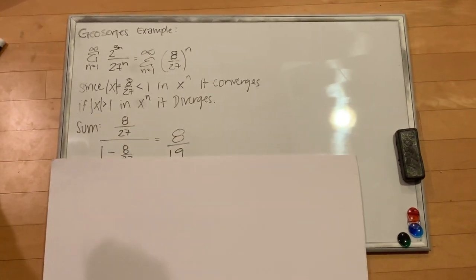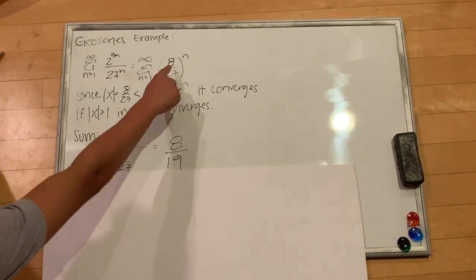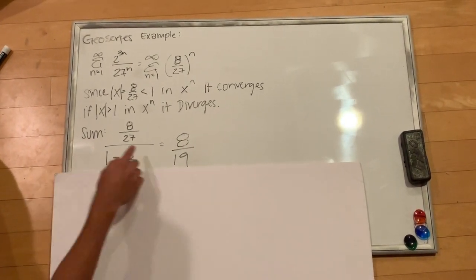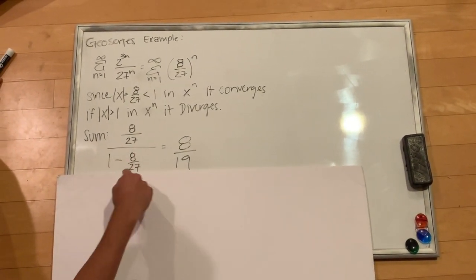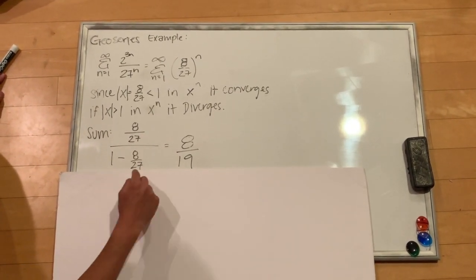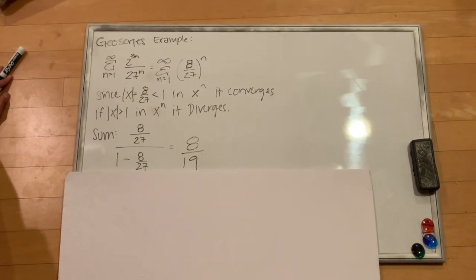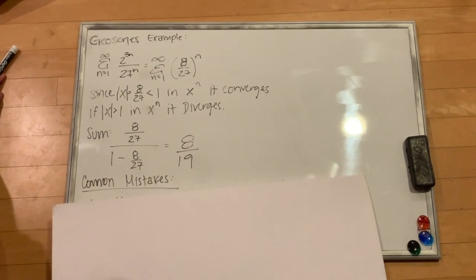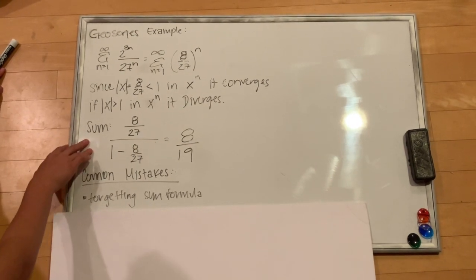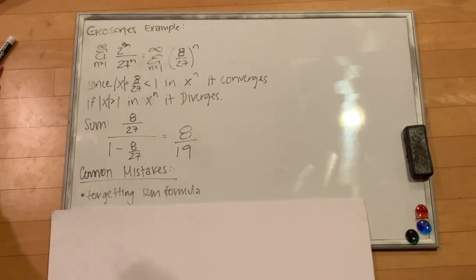And then we would take the common ratio of 8 over 27 and plug that into our sum equation, which is the first term divided by 1 minus the common ratio. So for us, it's 8 over 27 divided by 1 minus 8 over 27. And that gets us 8 over 19. And some of the common mistakes is just forgetting this summation formula.